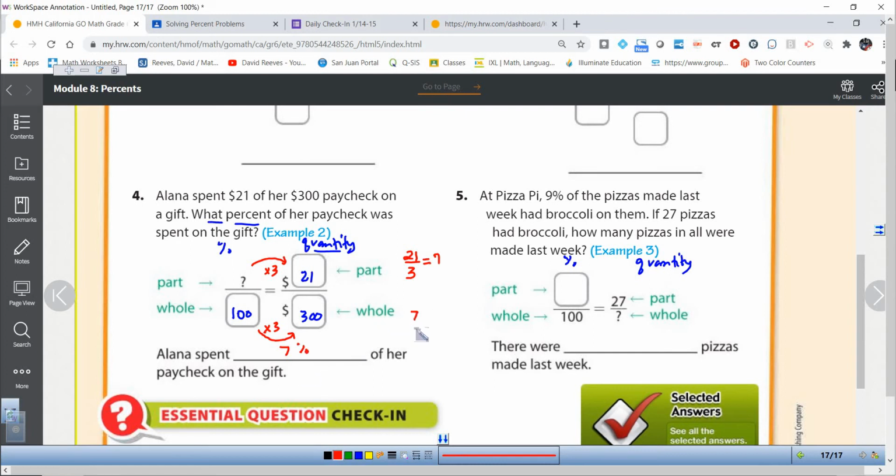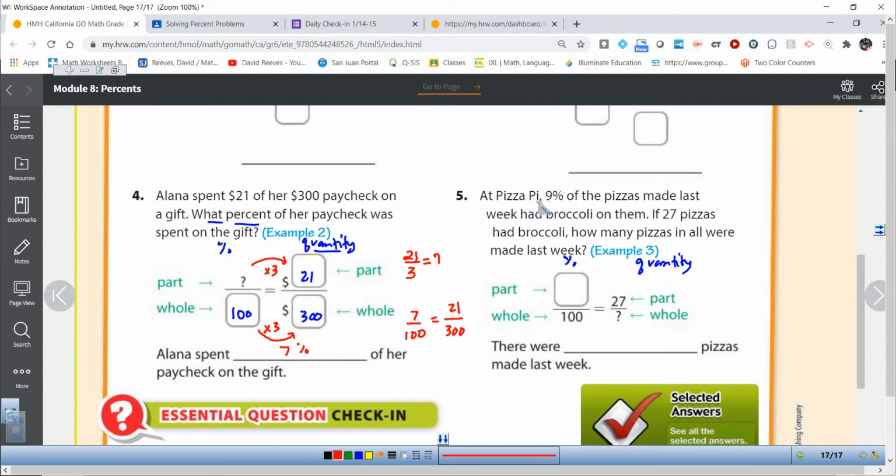What does that mean? If she had earned $100 instead of $300, she would have spent $7, right? But she earned $300, so she spent 21. Those are equivalent. 21 out of 300, which she actually had, is equivalent to 7 out of 100, so it's 7%. I hope the more you do this, it just starts to make sense to you.